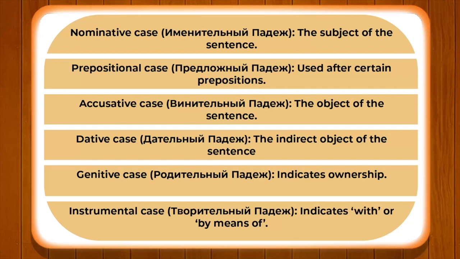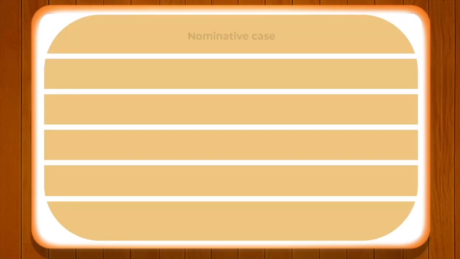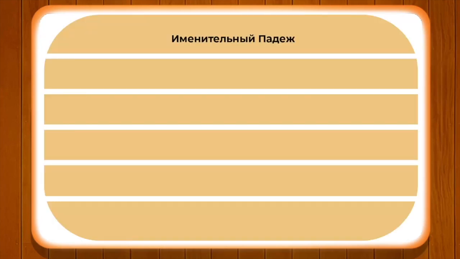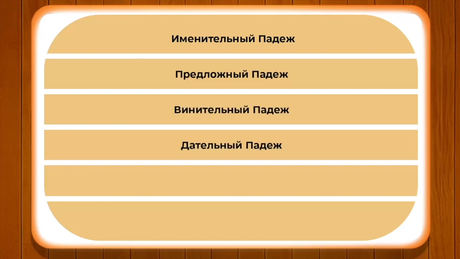So, now let's quickly repeat what these 6 cases are. The first one is the nominative case, the second is prepositional, the third is accusative, the fourth is dative, the fifth is genitive, and the sixth is instrumental. In Russian, they are called imenitelny padezh, predlozhny padezh, vinitelny padezh, datelny padezh, roditelny padezh, and tvoritelny padezh.